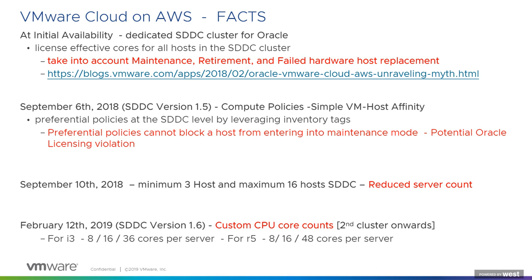So one no longer has to go with what we provided at initial availability, when we came out with 2 sockets of 18 cores each. One doesn't have to go with 36 cores per server. One has an option for i3 to go as low as 8 cores per server. So, reduced number of cores per server and a lesser number of servers per SDDC cluster. We released those features in the hope that they will help with the Oracle licensing discussion.